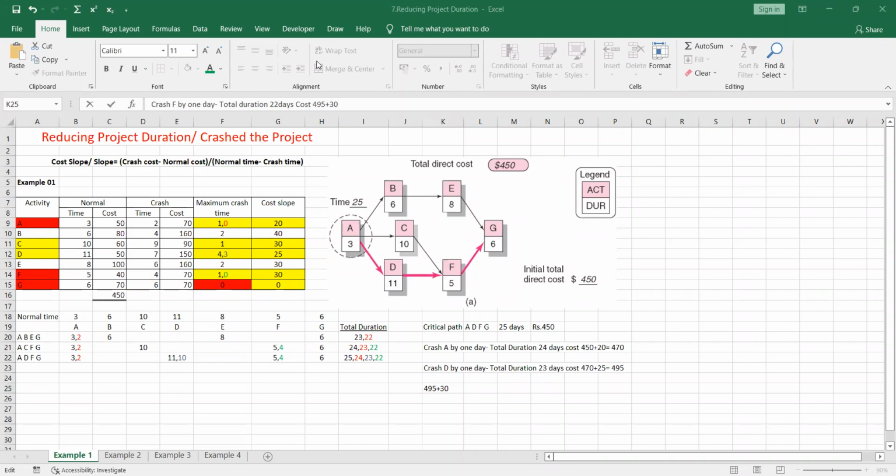495 plus 30 means 525 is the cost now. Right? Are you all clear up to this point?